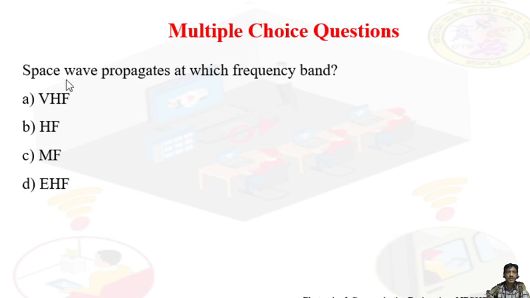The next is: space wave propagates at which frequency band? VHF, HF, MF, EHF. Space wave means from 30 megahertz upwards. Which range does it come under? VHF. Option A is the correct answer.